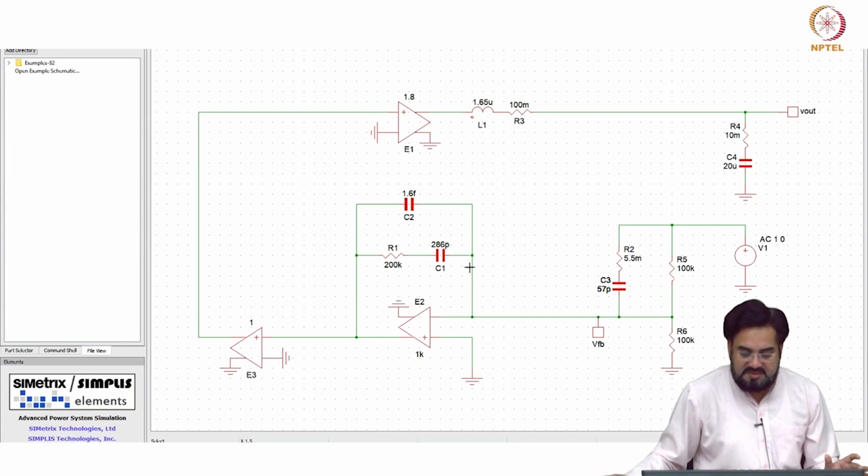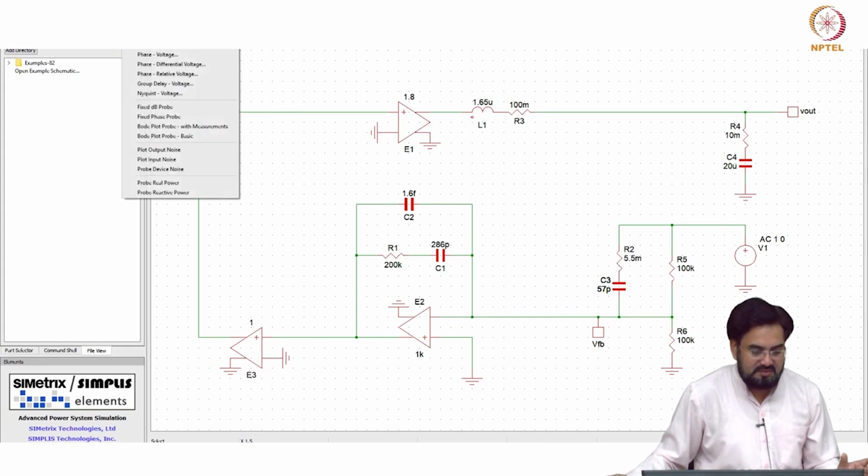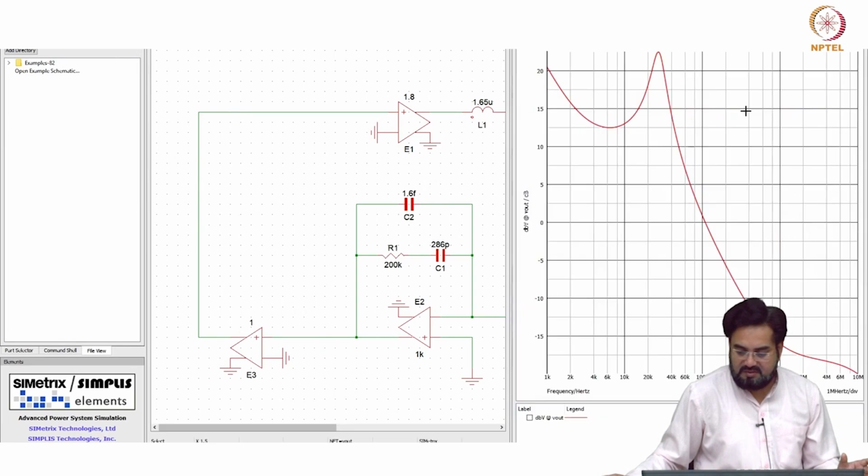Which means I can use any cap here, a smaller number or a higher number, as long as I keep the proportional gain the same. So I am using 286 picofarad here, and which is giving me this kind of response.